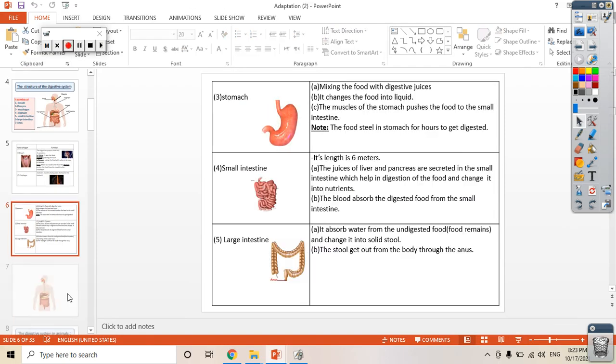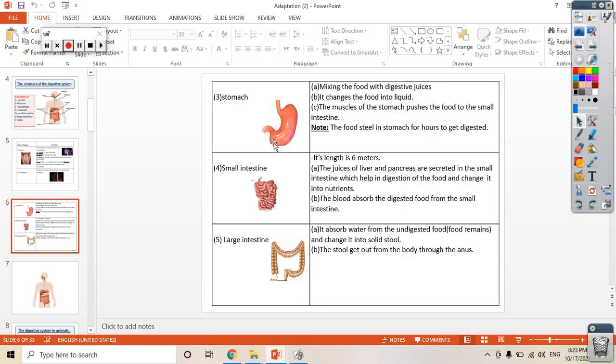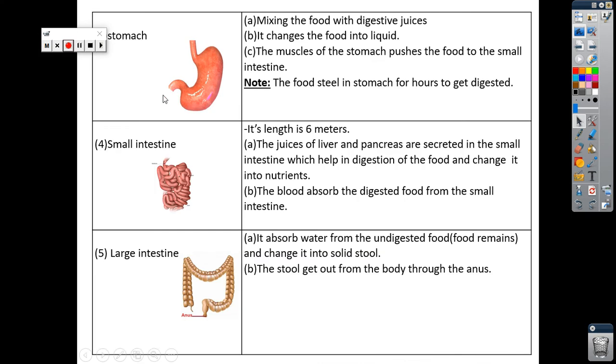Okay, let's go to the stomach. Okay, can you see the stomach? What happens inside the stomach? At first, we must know that the food stays in the stomach for hours to get digested.